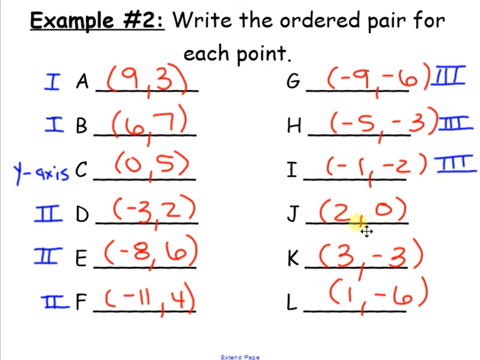Over here I have 2 positives, but one of them is a 0, which means it's going to be on an axis. So this is telling me that I went to the right 2 spots, but I did not go up or down any, so I am still sitting on the x-axis. Here I have a positive x and a -y. That's going to be quadrant number 4. And same thing here, a positive x and a -y, quadrant number 4. Okay?